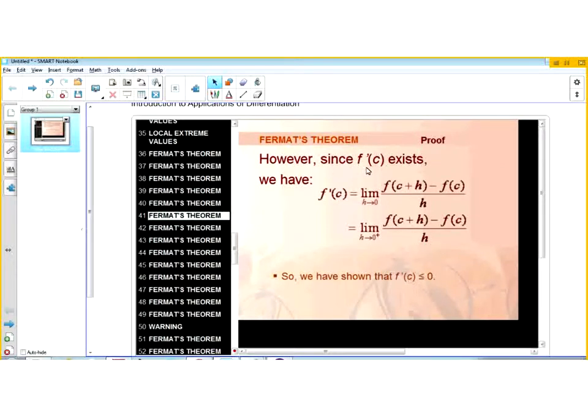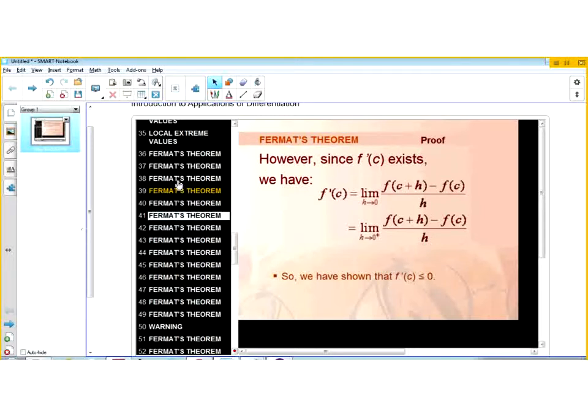Okay, since we stipulated that the derivative at x equals c exists, we have the derivative at c. And this is the definition of the derivative, right? The limit as h approaches 0 of the difference quotient. And that's the same as h approaching 0 from numbers bigger than 0 of the difference quotient. So the limit as h approaches 0 is the same as the right limit. Okay, and so we have that the derivative of the function at x equals c must be less than or equal to 0.